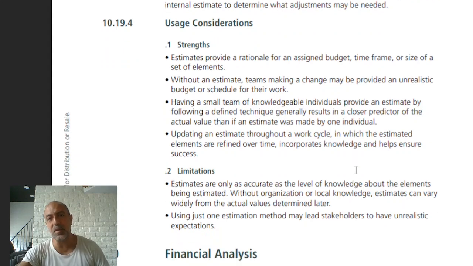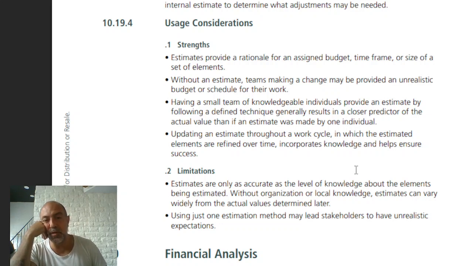What are the strengths and considerations of usage for estimation? Well, they provide a rationale for an assigned budget, time frame, and size of set elements. Without an estimate, teams making a change may be provided an unrealistic budget or schedule for their work. You have to be able to put in a goal and measure, and estimates work that way, because then you get to see your position versus everything else.